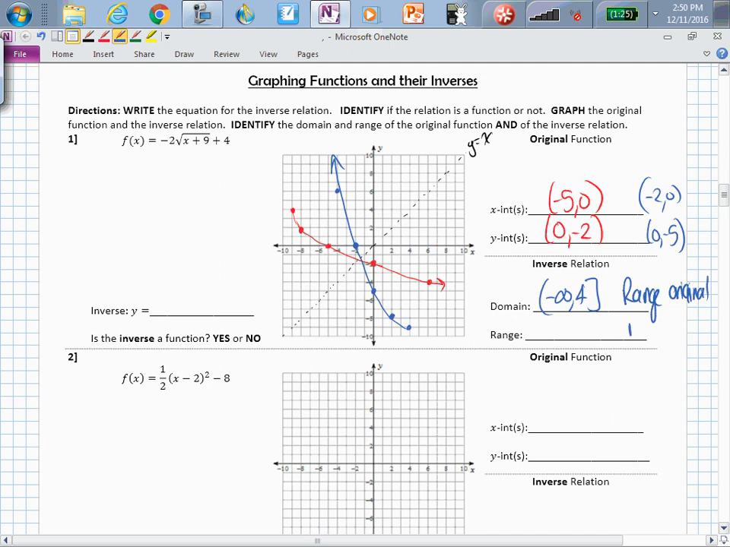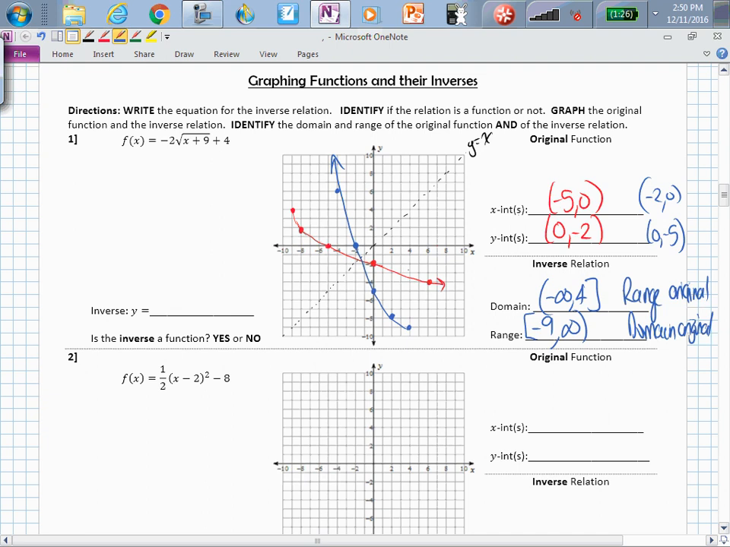And the range of this one is going to be the domain of the original. So you need to think a little bit. So the range on the blue one, which is the domain of the original, is going to be -9, included, to infinity. And just to check the domain of the original, the domain is going to be from -9 to infinity according to the red one.